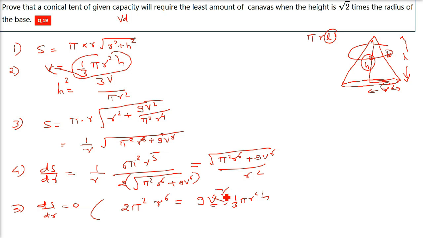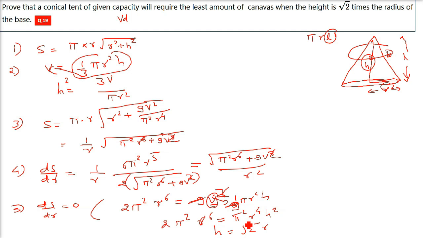V square is 1 by 3 pi r square h whole square. It will be 1 by 9 pi square r raised 4 h square. And this square, as I said, I'm replacing it. So we are going to get a relationship. All those simplifications and cancellations you can really do and understand here. But the whole idea is to get, because we are interested in only the height, h should be equal to under root 2 times the radius of the base. So when we see here, there are cancellations, and h is equal to under root 2 r will come. And this is actually the end of the question, I should say.